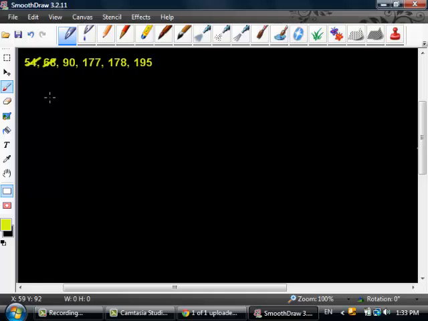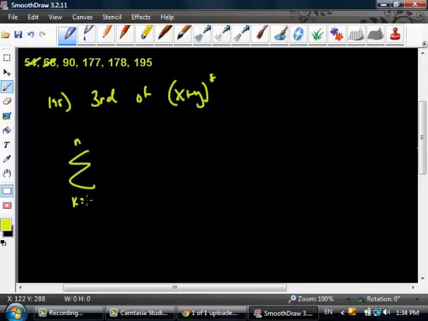195. Okay, we are trying to find the third term of x plus y to the 8th. So again, we bust out this formula here, summation of n, and then k starts at 0 of n factorial over n minus k factorial times k factorial. And then it's x to the n minus k, and then y to the k.